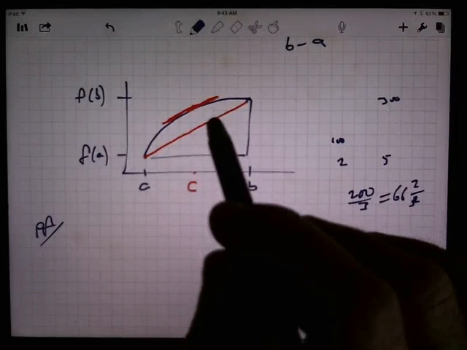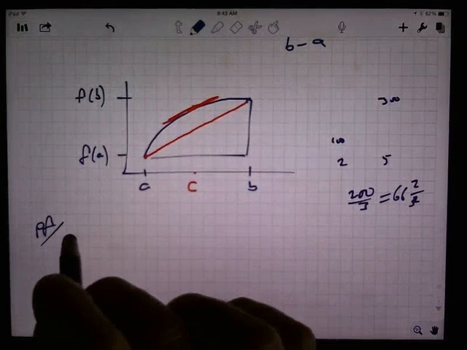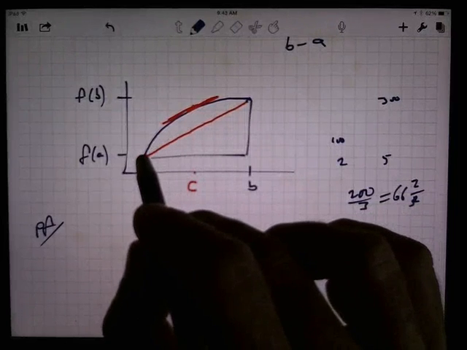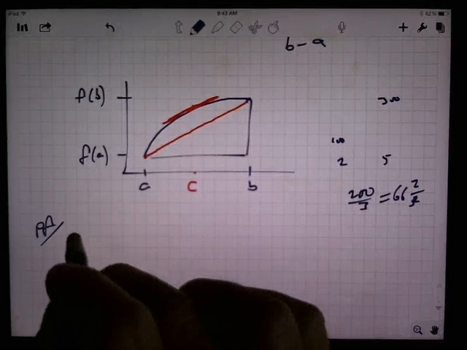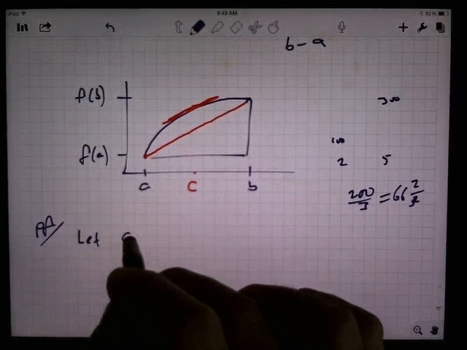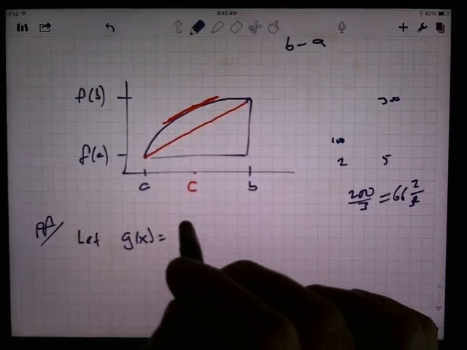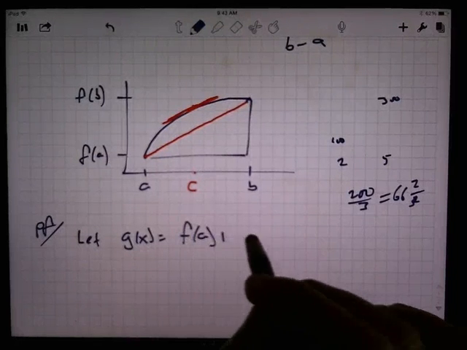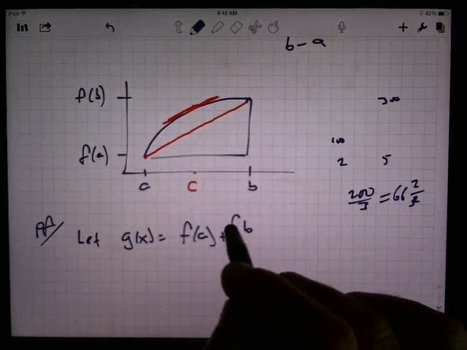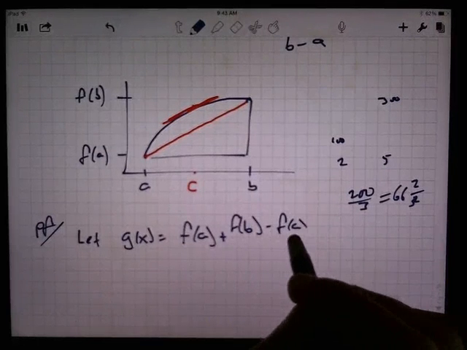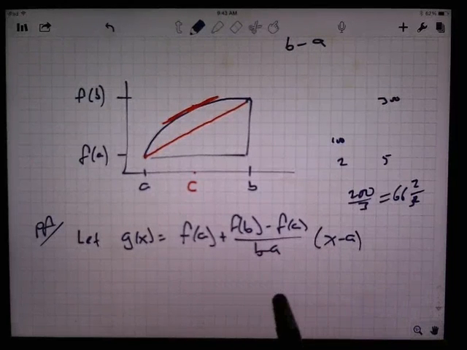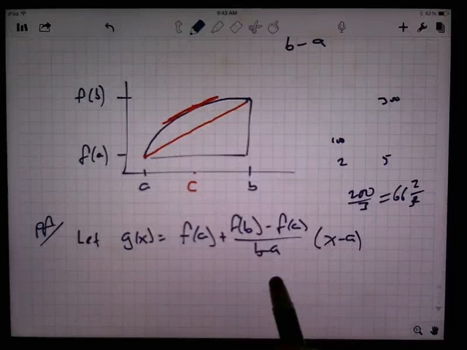So let's consider the following function here, and what I'm trying to do is come up with the equation of that line, that red line that I drew, that goes through this point here at the end and that point there. So let g of x equal, let's see, it's got to go through the point f of a, and then it has to have slope f of b minus f of a all over b minus a, and then times x minus a. So there's point slope form for the line. So that's that line right there.